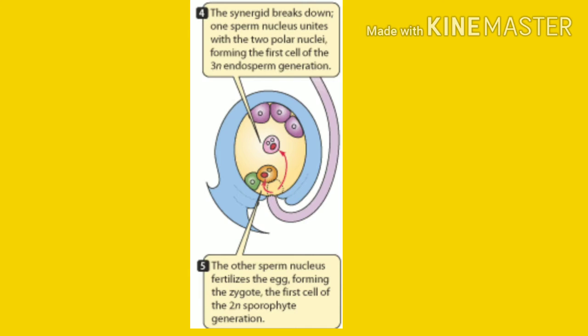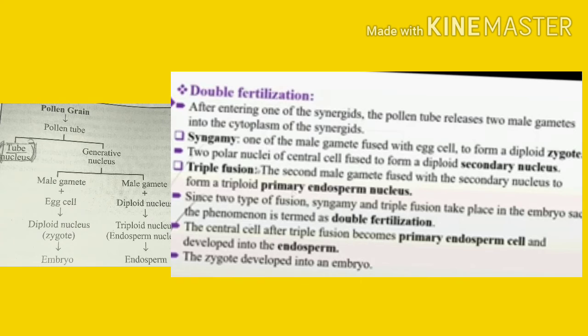The other sperm nucleus fertilizes the egg, forming the zygote. This process is known as syngamy. Here the zygote develops into an embryo after fertilization. Now I will summarize the double fertilization.